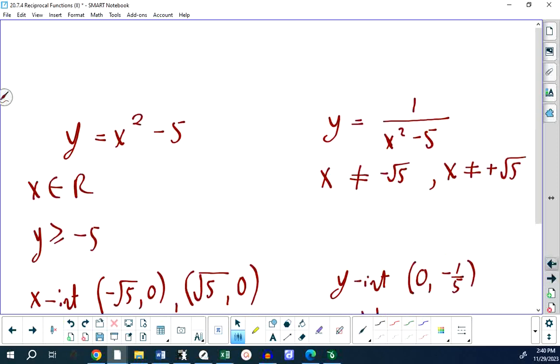So we can put here for the range, y is greater than 0 and y is less than or equal to negative 1/5.